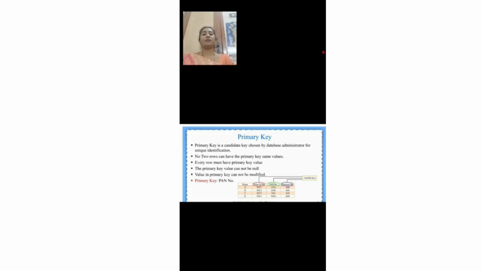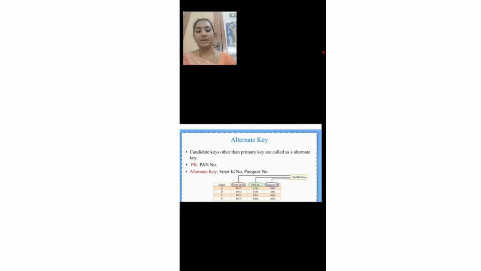Every row must have a primary key value. The primary key value cannot be null, so the value should not be null. The value in a primary key cannot be modified. Modifications to a primary key should not be done, because when modifications are made, it is no longer represented as a primary key, right?